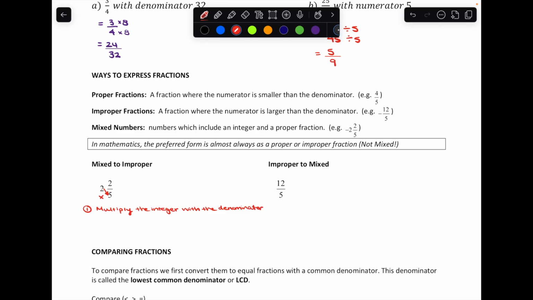So we're going to multiply the integer with the denominator. And the second step here will then be to add the value calculated from multiplying the integer and the denominator and add that with the numerator. So here we're going to add the value calculated with the numerator.